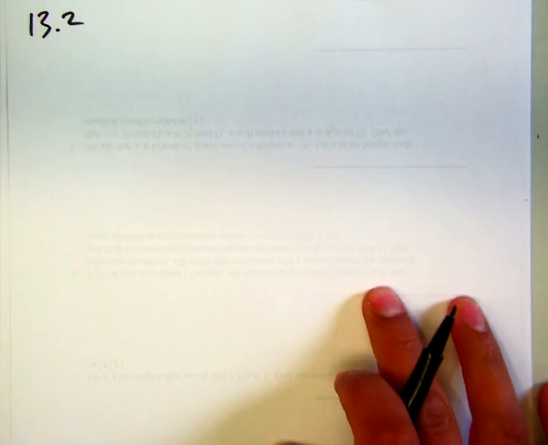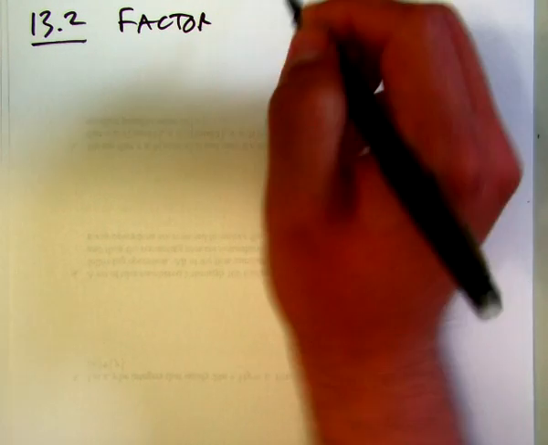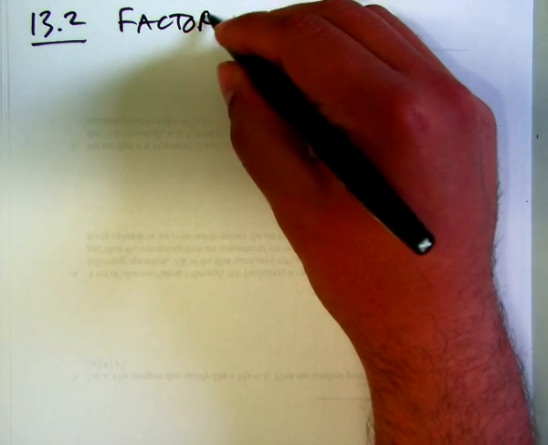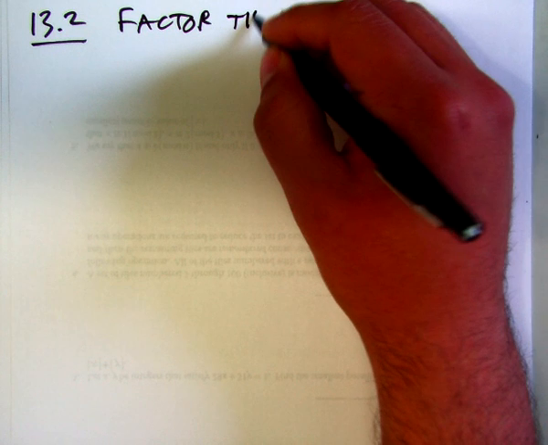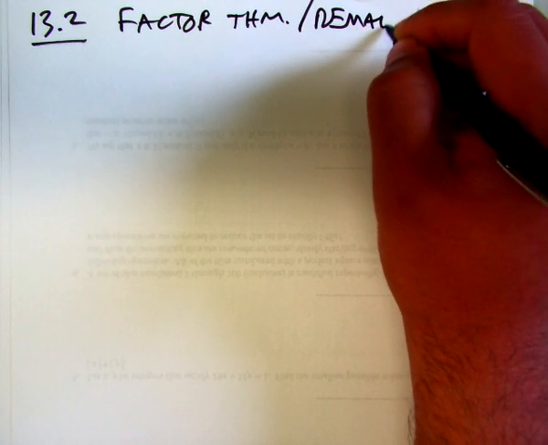Alright, so next section, not very long. It's called the Factor Theorem and Remainder Theorem. Those are the two main ideas.